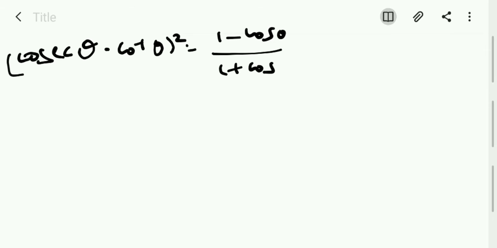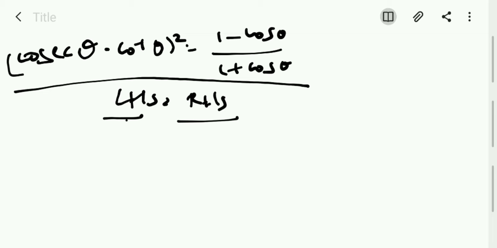(cosec theta minus cot theta) whole square is equal to (1 minus cos theta) by (1 plus cos theta). You need to prove that LHS is equal to RHS. Either you take LHS or RHS, and then prove that both are equal. I hope you got the question right. For my convenience, I'll be taking the RHS, that is (1 minus cos theta) by (1 plus cos theta).